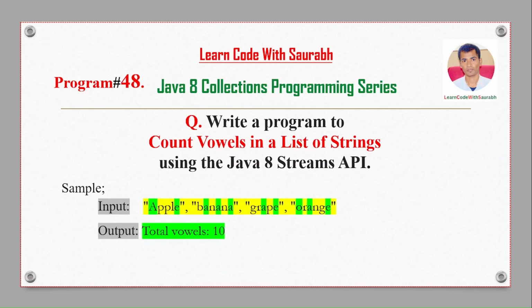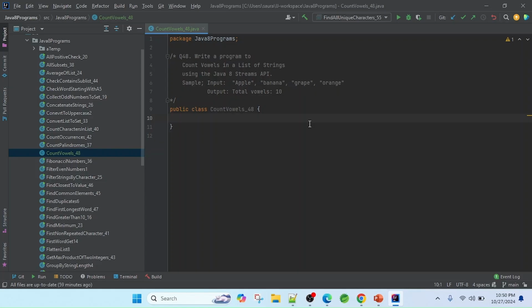Now I am going to create a class, and there I will implement the logic for how we will get the output. I opened IntelliJ and created a class here, CountVowel, and gave the question number, so it's 48. I just mentioned the program here, and now I'm going to write the logic. Firstly, we need to write the main method to start the execution.